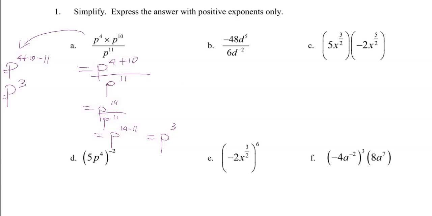Doing expressions like this, we deal with the numbers first. So negative 48 divided by 6 is negative 8. D, we're subtracting, so it's going to be 5 minus negative 2. So 5 minus negative 2, which is 5 plus 2, which is 7.